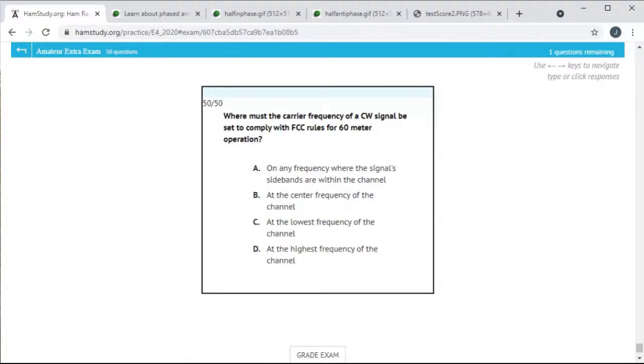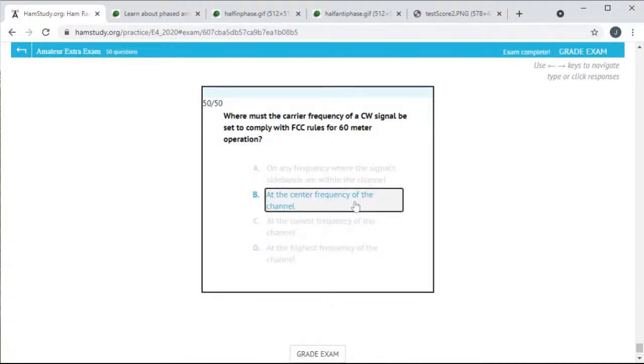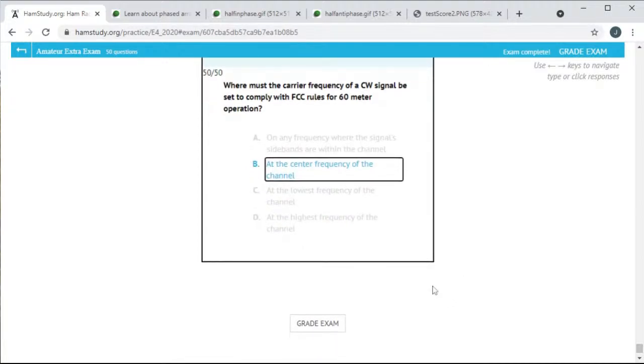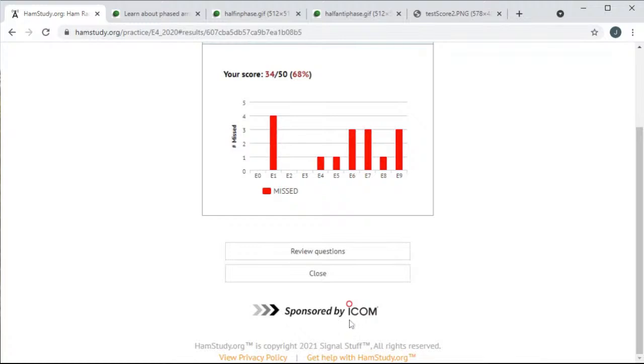And this one, for a 60-meter operation, everything is centered on the channel. So I'm going to go with B. And there we have time to grade the exam.